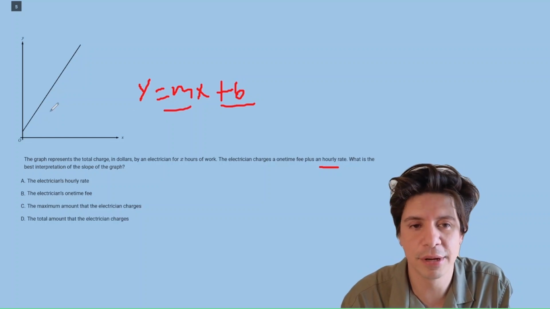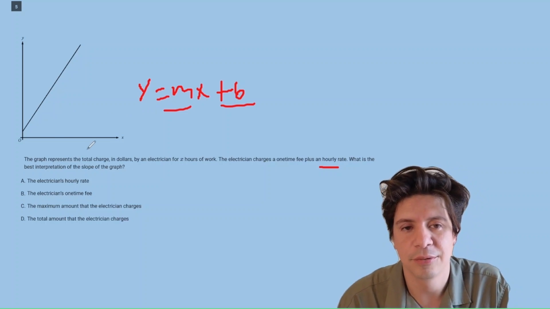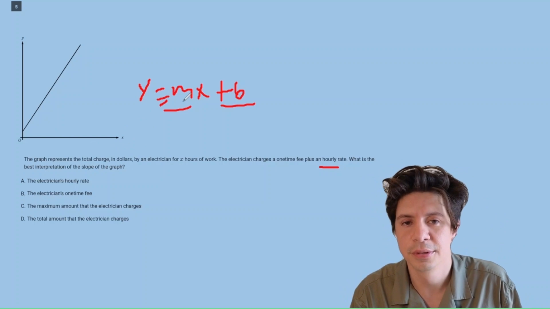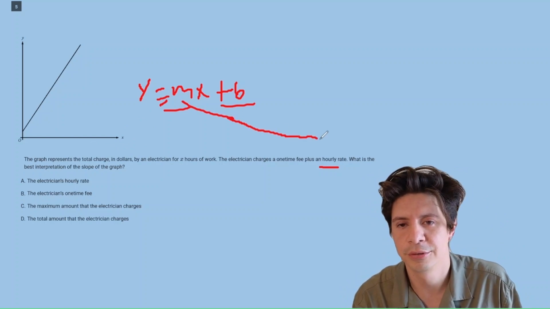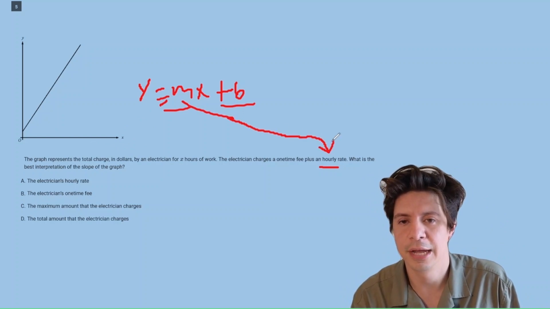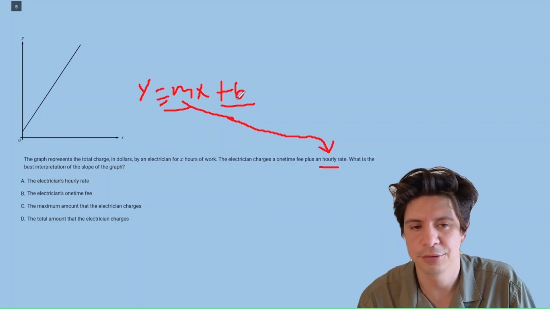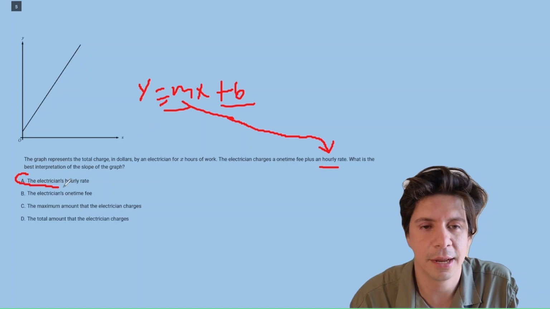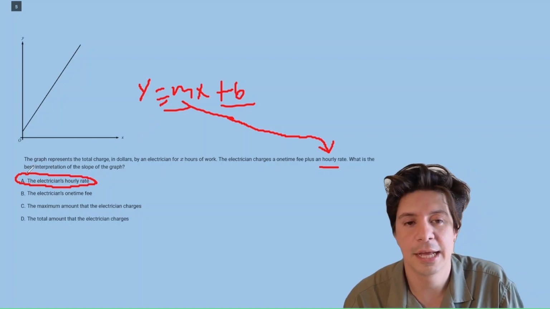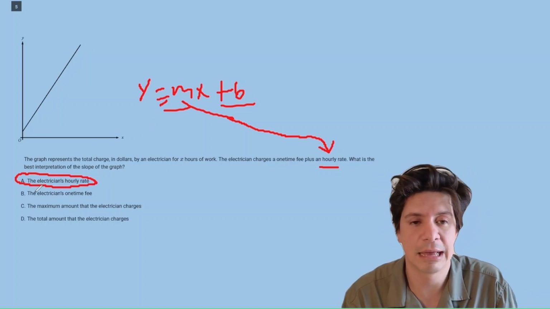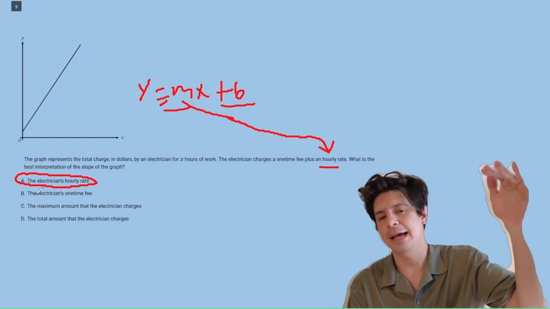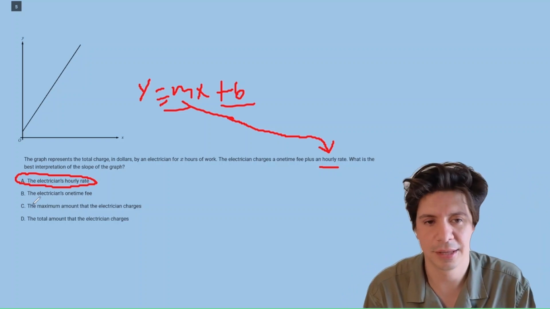So here we have no numbers, right? And it's asking what the slope is. The slope is the rate, right? Slope goes with, let me draw a bad arrow here, the hourly rate. And this is like the initial fee. So we're going to do electrician's hourly rate, A, right? If it had asked for what the y-intercept is, that would be B, the one-time fee. The maximum amount, if it had like a cap, then we would do that one, but there's nothing there.